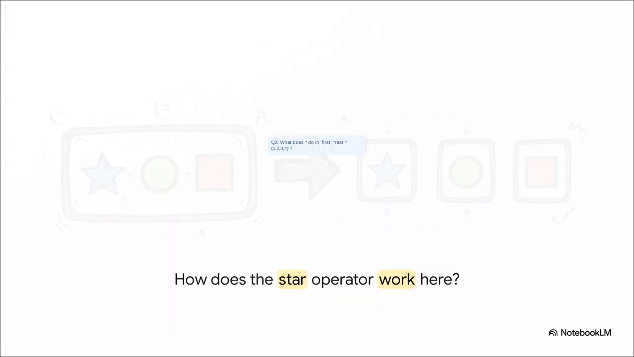Okay, next question. What exactly does that little star operator do when we unpack in a statement like this? Yup, it captures all remaining unassigned elements directly into a neatly packaged list. So first becomes 1, and rest becomes the list containing 2, 3, and 4.